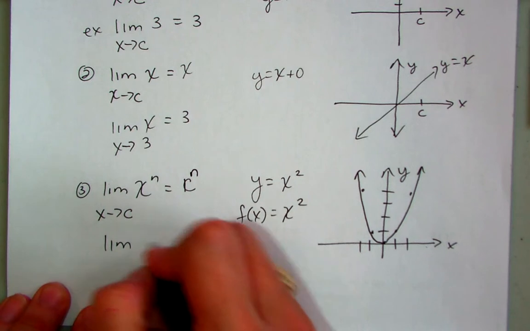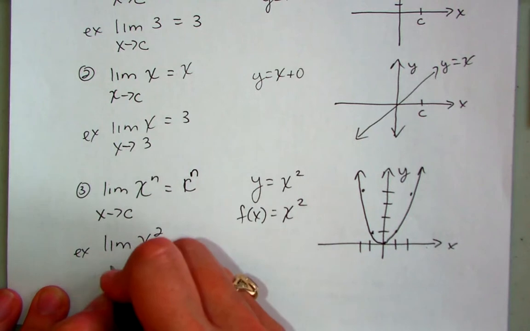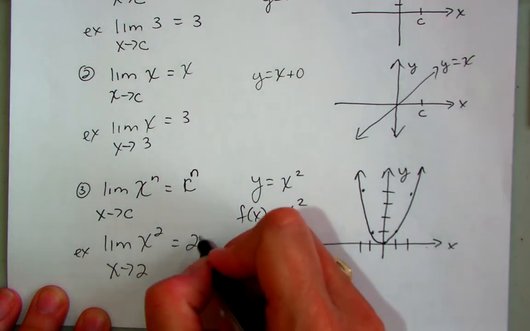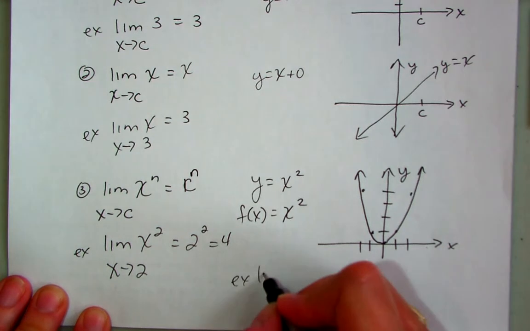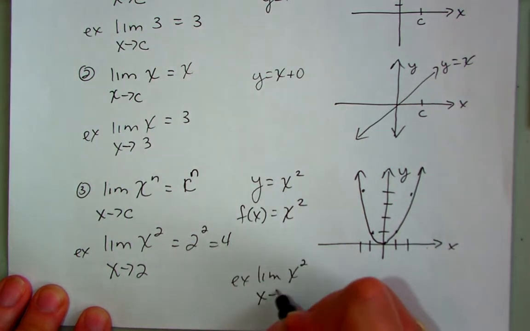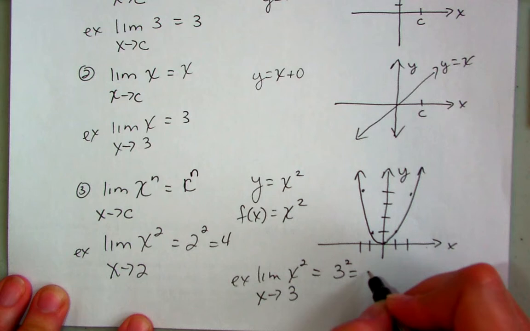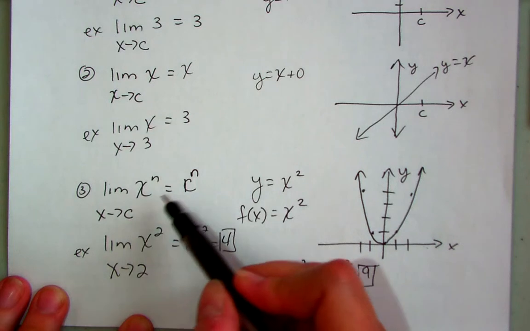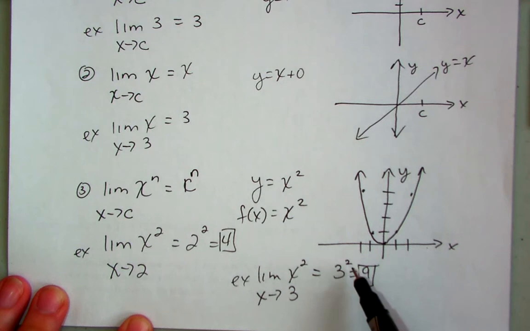So let me try that again. Limit of, here's your example, and let x approach 2. So what you do is you put in 2 for the function and you square it. That would be 4. Let's try another example. Limit of x squared as x approaches 3. You just put in 3 for x and you square it, and that would give you 9. So if you notice, you put in c where that x is. You put 2 in where that x is. You put 3 in where that x is, and you square it, or whatever that value is.